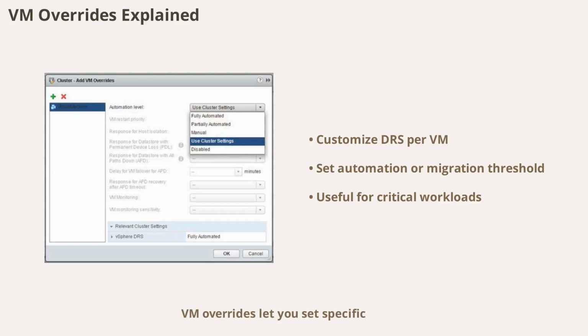VM overrides let you set specific automation or migration thresholds for individual VMs, or even exclude them from DRS recommendations. This is useful for critical workloads or special cases where you want more control. You can configure VM overrides in the cluster settings, ensuring that DRS respects your unique requirements for each VM.